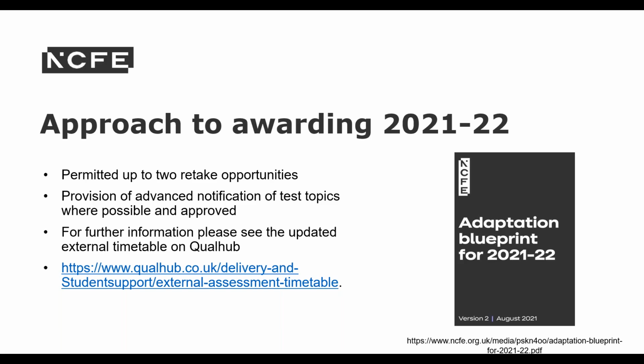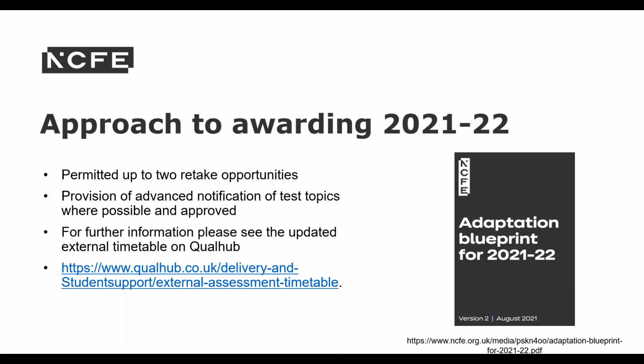So in the 2021 to 2022 academic year, learners will be permitted up to 2 retake opportunities for the external assessments for all technical award qualifications. So they will have an external assessment opportunity in each exam series. So that is autumn, which is the one in November, spring, which is the March one, and then an additional window in the summer, which will be in June. And this date and other dates are confirmed in the external assessment timetable.